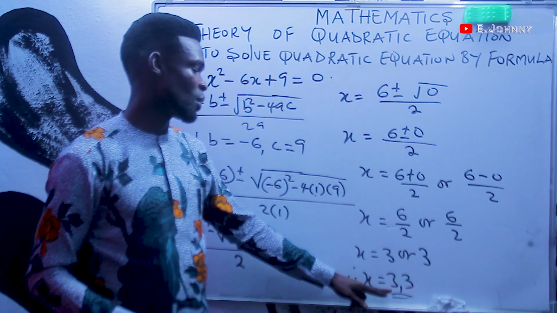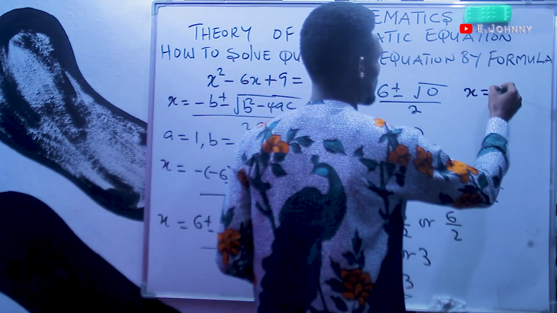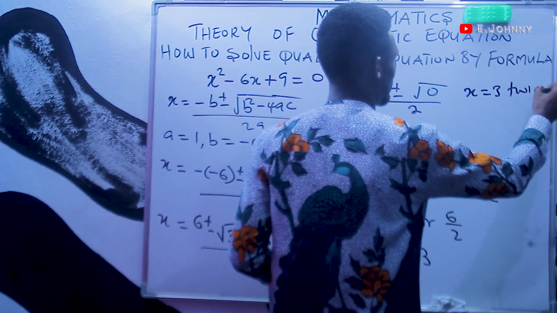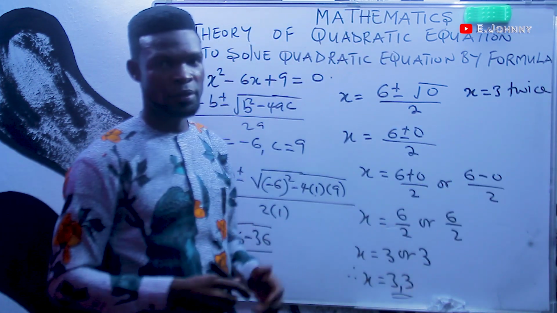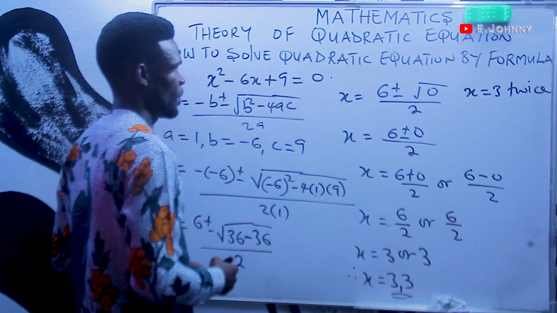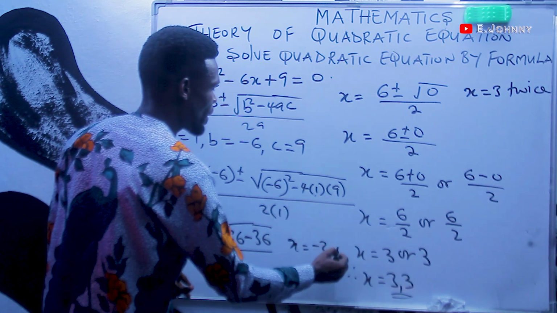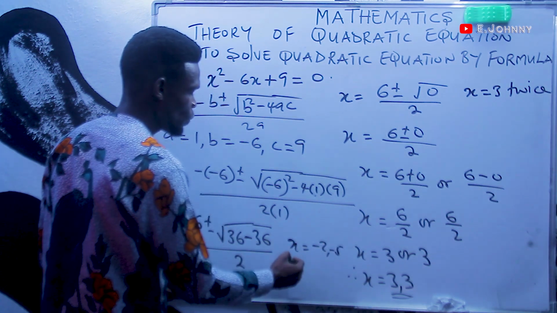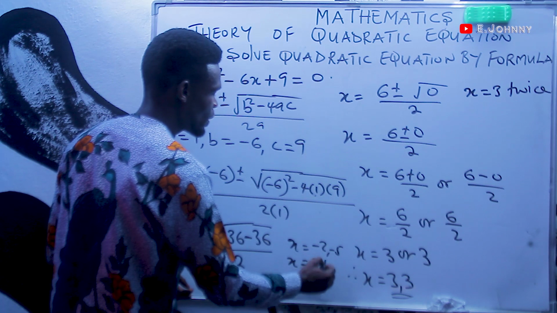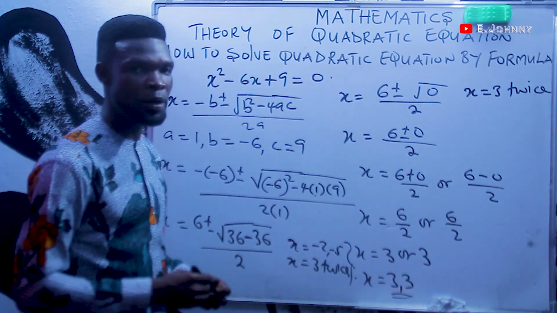So which means that we say that the answer to this, we always write it as x equals 3 twice. That's 3 repeated, equal roots. Now in the first example we solved, we saw that x was equal to minus 2 and minus 5. In the second example, we saw that x is equal to 3 twice. Please, these answers are very, very important.